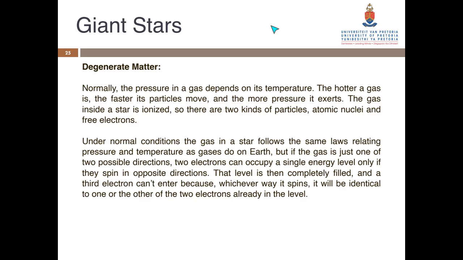But if the gas is compressed, electrons can spin in just one of two possible directions, and two electrons can occupy a single energy level only if they spin in opposite directions. That level is then completely filled, and the third electron can't enter because whichever way it spins will be identical to one of the two electrons already in the level.